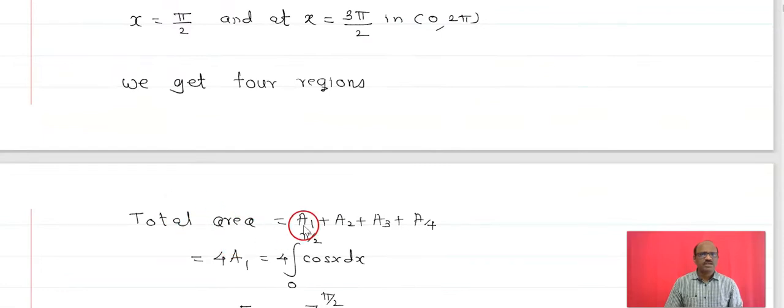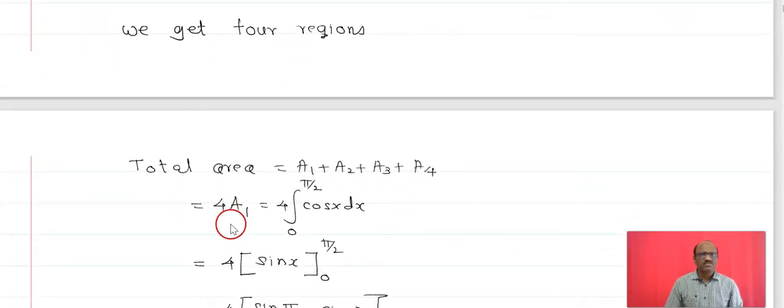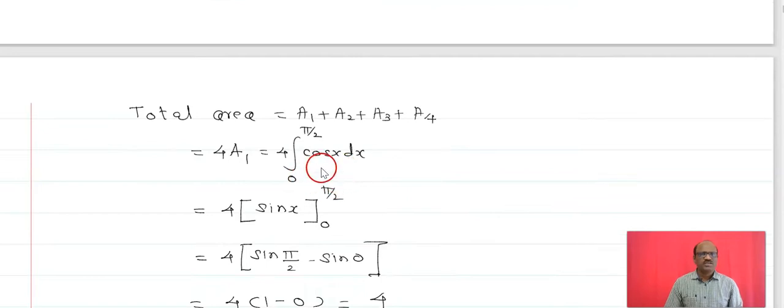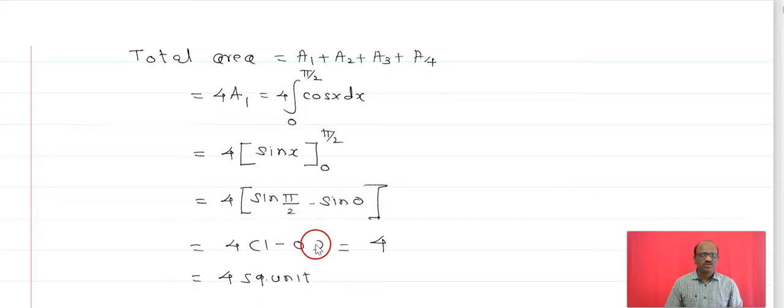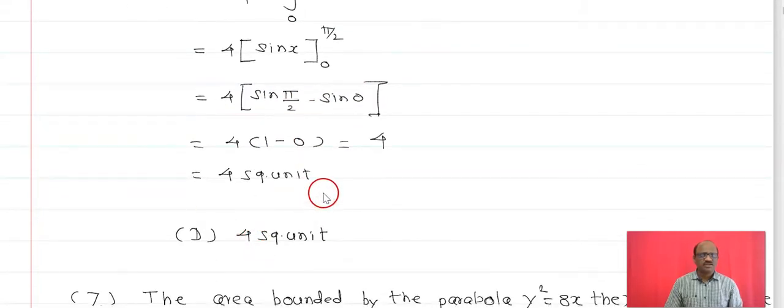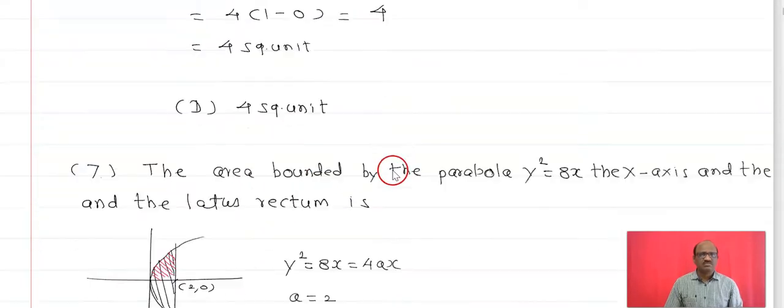Therefore, the total area A1 plus A2 plus A3 plus A4 is 4 times A1, that is 4 into the integral 0 to pi by 2 of cos x dx. What's the integral of cos x? It is sin x, 0 to pi by 2. Substitute the value: sin of pi by 2 minus sin 0. Sin pi by 2 is 1, 1 minus 0, so that is 4 into 1, 4 square units. That is, option D is the correct one.